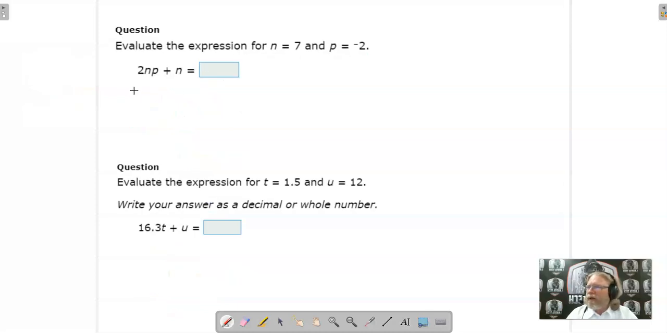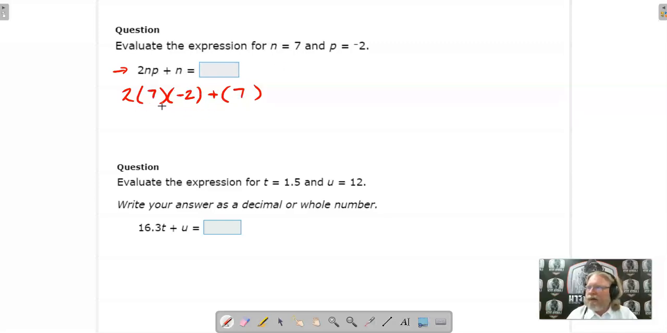On the next one here, we want to go ahead and take the 2. I'm going to put a number in for n. I'm going to put a number in for p, and I'm going to do plus whatever n is. Now, I like to encourage my students to get used to this. Notice all I did was I rewrote this expression right here, like it was, but wherever there was a variable, I put parentheses in. That's because I'm going to use those parentheses to hold those values. So n is 7, p is negative 2, and here n is 7 again.